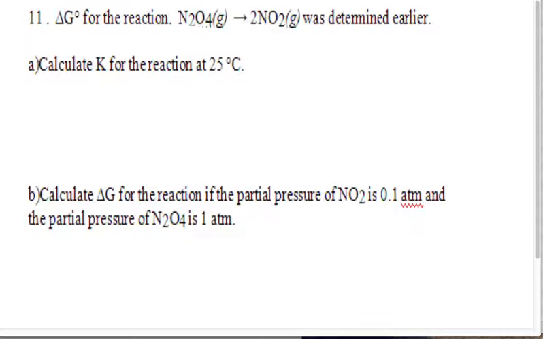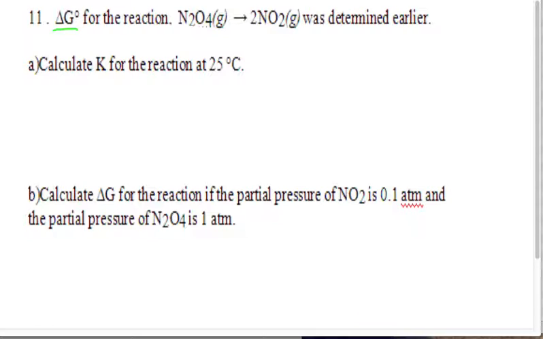All right. Delta G for the reaction N2O4 going to NO2, and it says delta G naught, so standard delta G at 25 degrees Celsius, was determined earlier. We actually didn't determine it earlier. It was one of the ones I skipped.